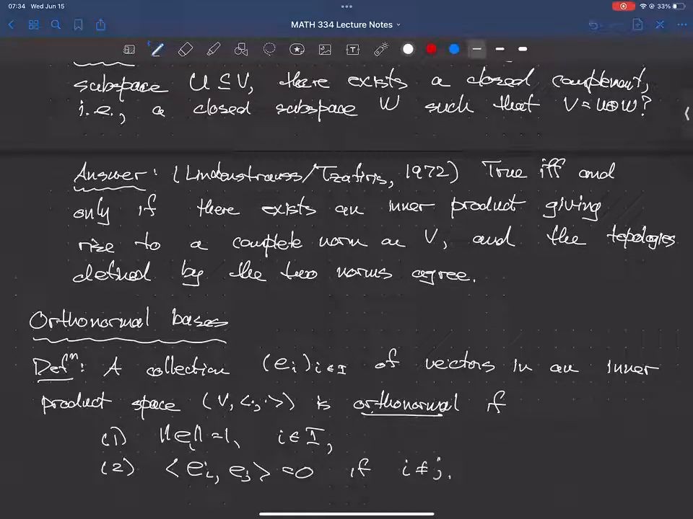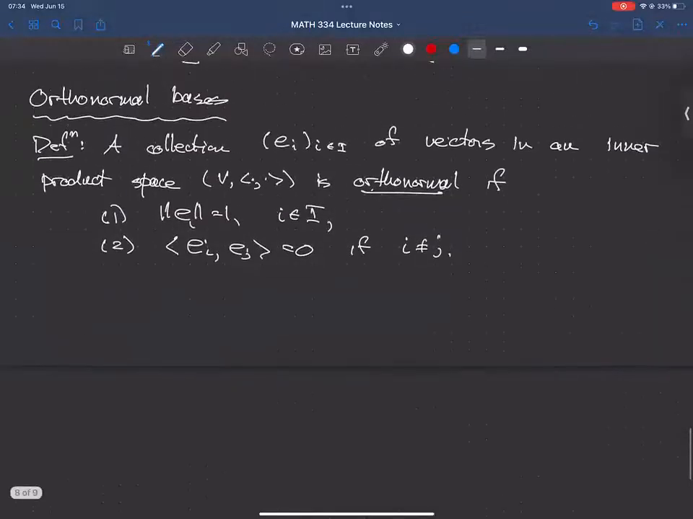All right, and if I take any distinct two points in the index set I, let's say i and j, that are distinct, then the two vectors e_i and e_j are orthogonal. Okay, so that's what an orthonormal set is. All right, and so orthonormal sets themselves possess a collection of properties. Let's talk about those.